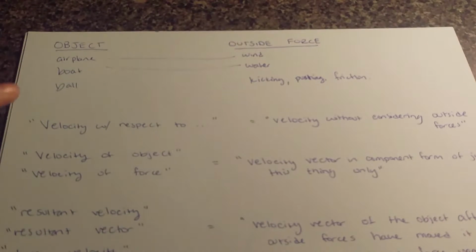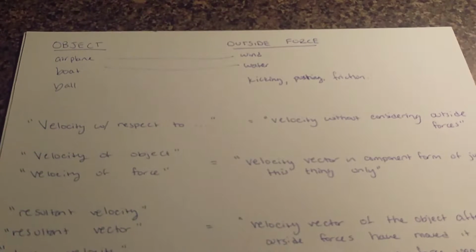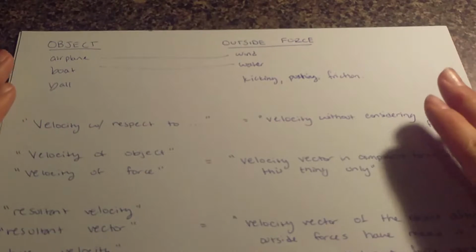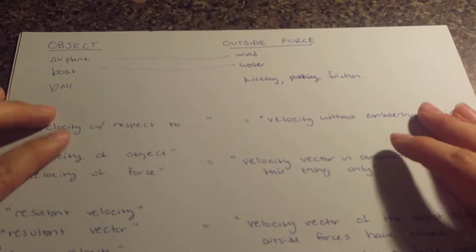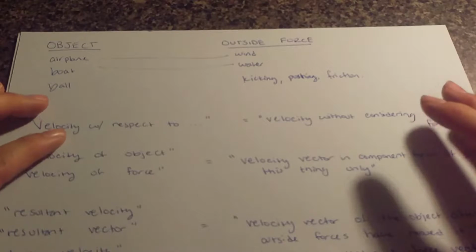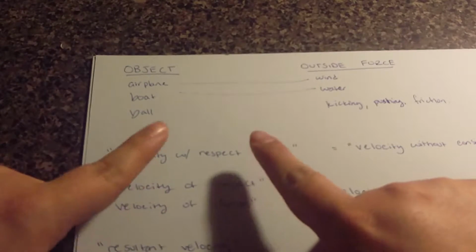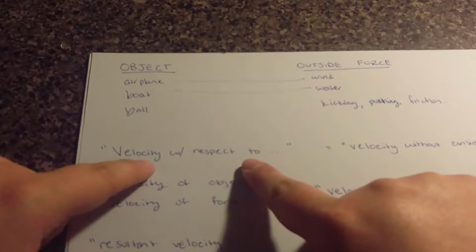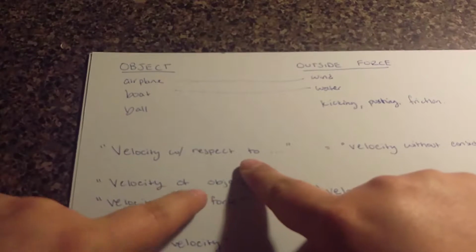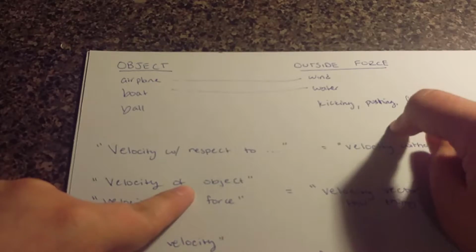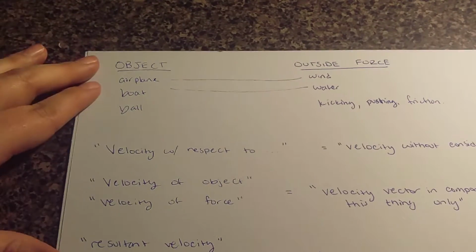These you absolutely have to completely understand. This is probably where most of the trouble is coming from, because if you don't know what it's asking for, it's really hard to interpret what to do with the information you've been given. So the first thing is this phrase right here: velocity of whatever object with respect to whatever outside force. So that changes depending on the problem.